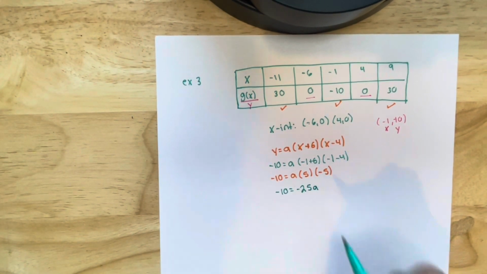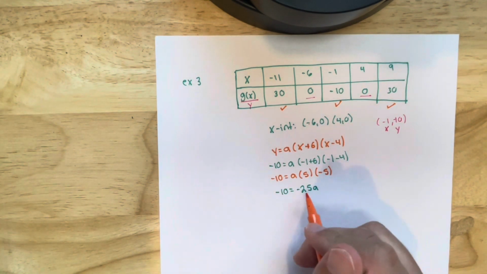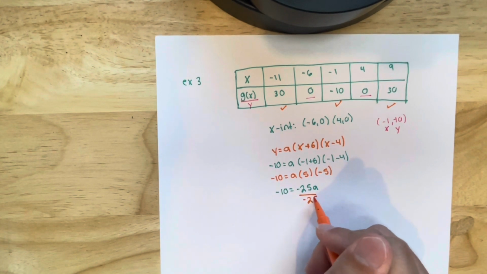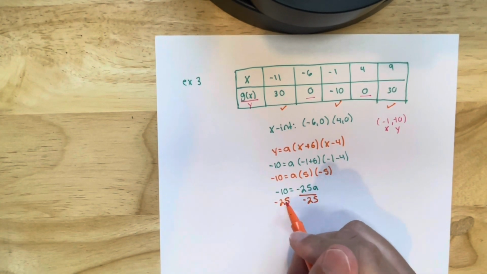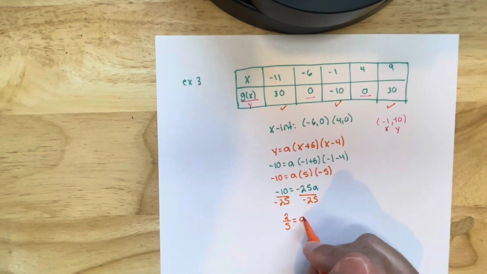Now, notice as you're doing it, I have to divide at the end and understand that 25 and 10 don't go into each other. So sometimes you are going to be left with a fraction or a decimal, and that's okay. A doesn't have to be a perfect whole number. So I'm going to divide both sides by -25. And then this is going to turn into, I hope everybody agrees, I'm going to simplify it by 5. So it's going to be 2 over 5 as my a is equal to a.